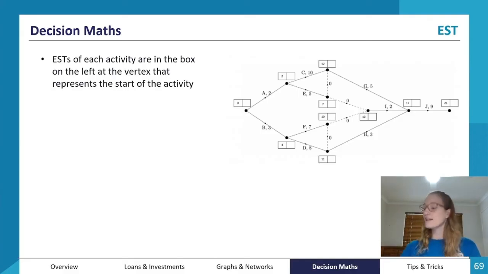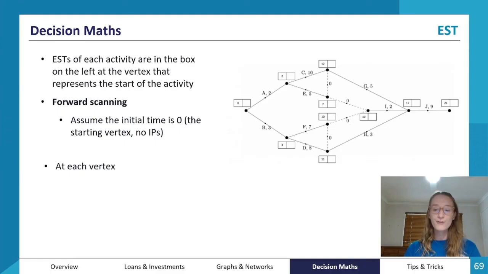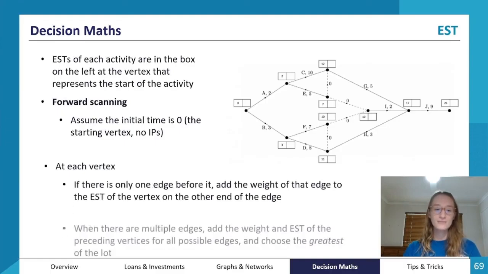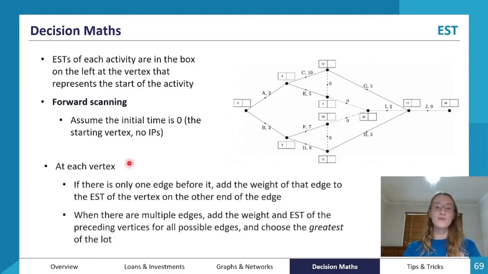For the sake of time, we're not going to go into this. I'll just continue to give you a bit of an overview of some of our most important information. But the basic idea of forward scanning is that we move through the vertex and we find the earliest start time of each activity using the process that I just modeled on the previous slide. And the earliest start time of each activity, we record that in the box on the left at the vertex at the start of the activity. So you can see that what I said here is true.